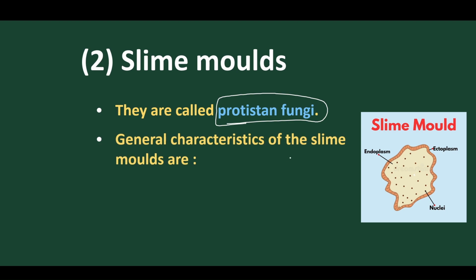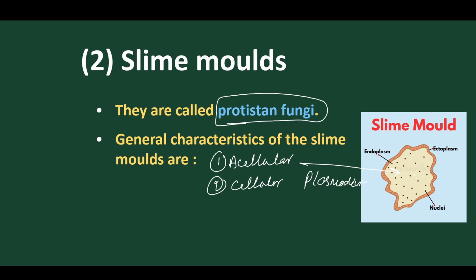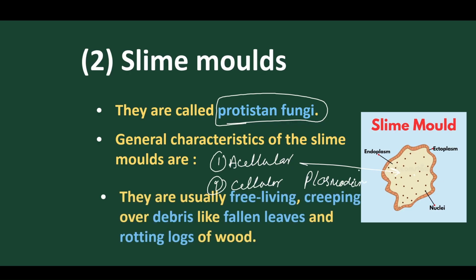Let's move into the general characters, as we are going to discuss two types. One is acellular slime molds, and then we'll discuss cellular slime molds. This is an acellular slime mold because they don't have cells. All the nuclei are present together, multinucleated. The multinuclear condition is called plasmodium. We'll discuss it later.